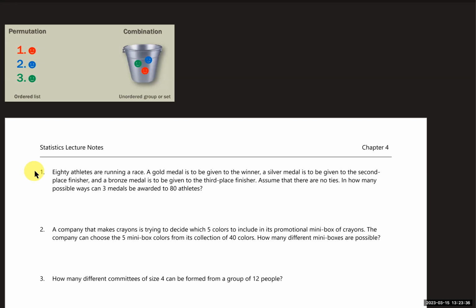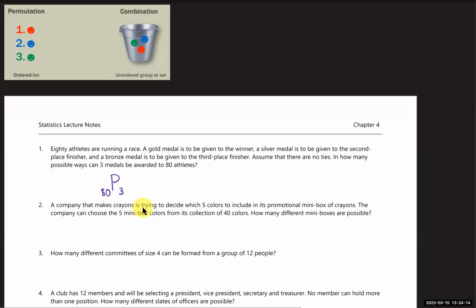So hopefully it's clear here, position matters because winning gold is definitely different than winning bronze. So a permutation here would apply. So capital P, permutation, and then 80 would be the total athletes to choose from. And we'll be positioning 3 people to put in places gold, silver, bronze. So I'm not going to actually write the numerical answer here. You have a graphing calculator that can do that part. We're going to focus on getting through the problems and how to know what method applies for counting.